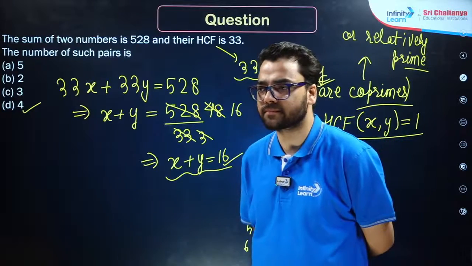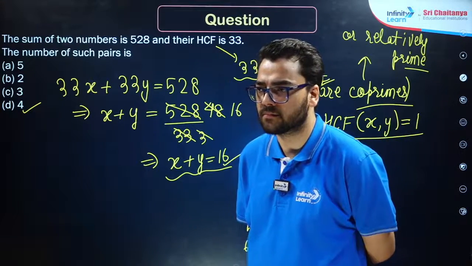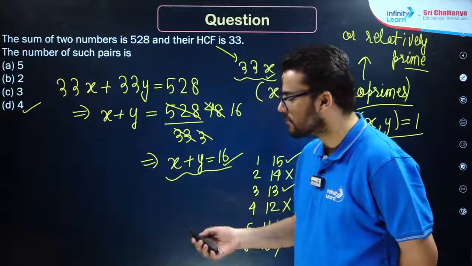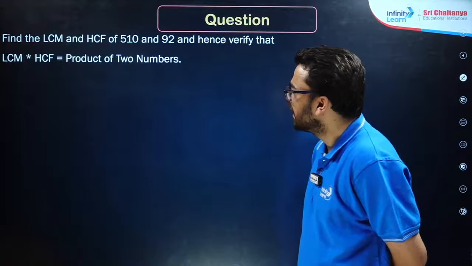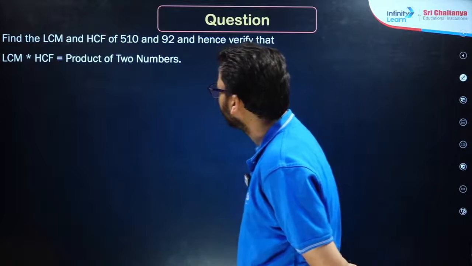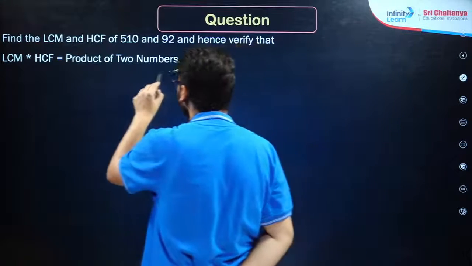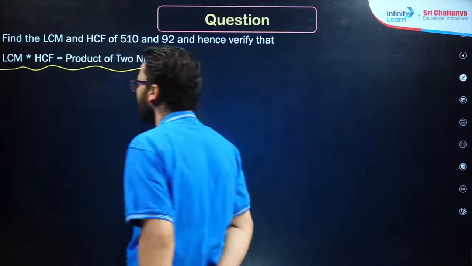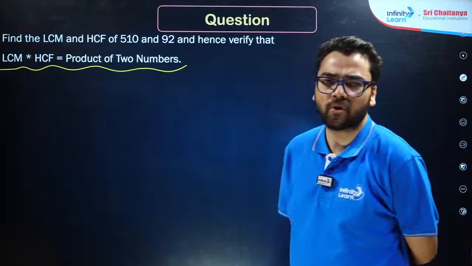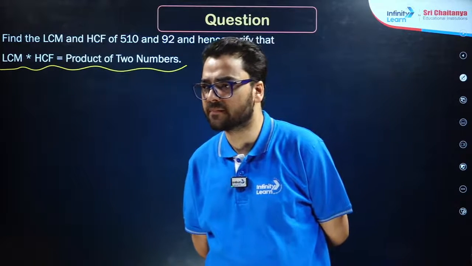Okay. Oh, that's good, RN. Now you see over here, find the HCF and LCM of these numbers and hence verify that LCM into HCF is equal to the product of the two numbers. For any two numbers, the product of their HCF and LCM.